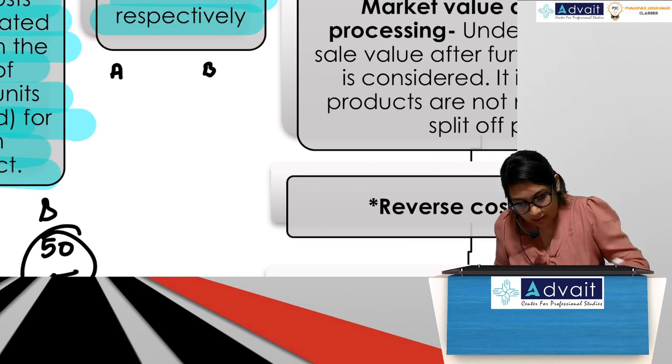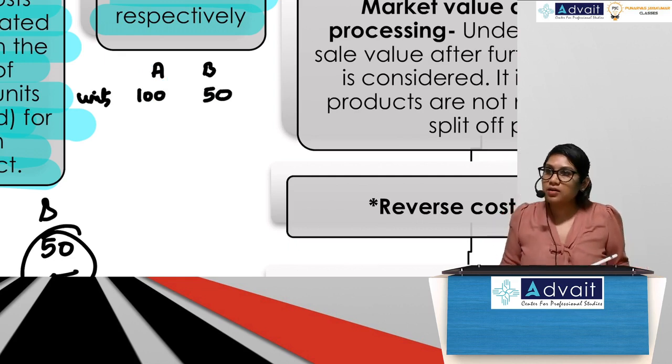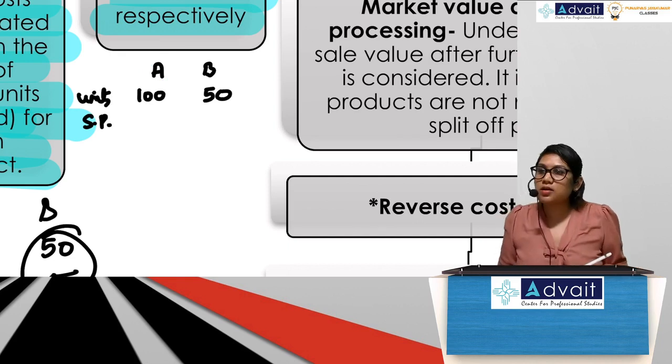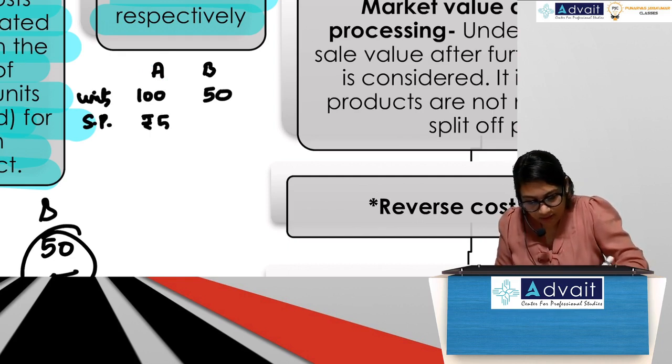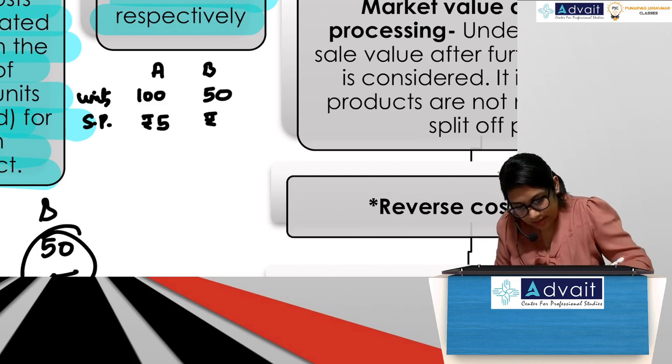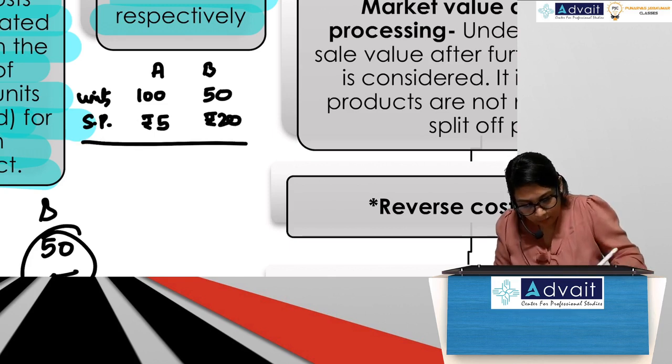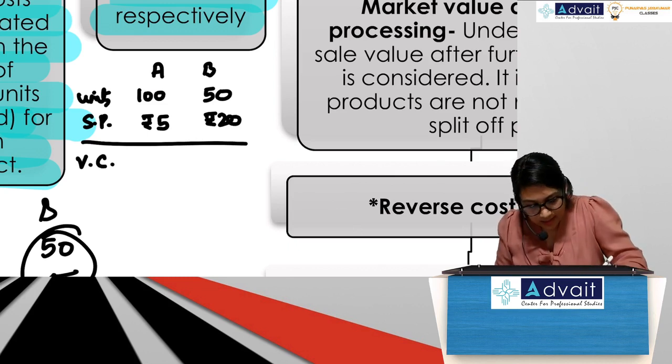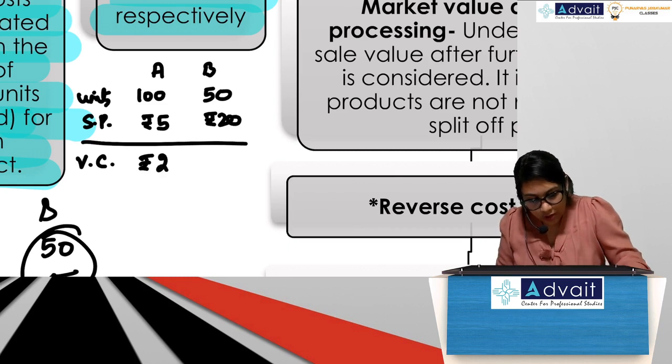Let's say A, B, units, same 100, 50. Selling price for A is say 5, selling price for B is, let's say 10. It will become the same, don't want. Let's say 20. Now variable cost per unit is, let's say 2 here, and let's say this is 12.